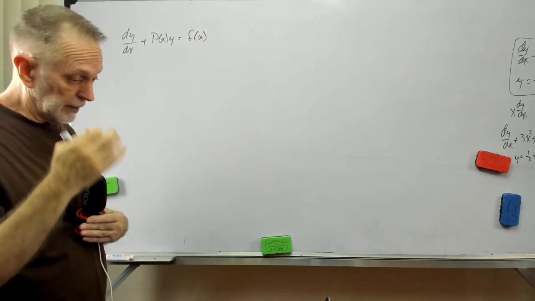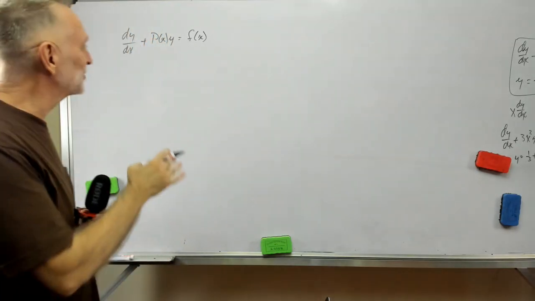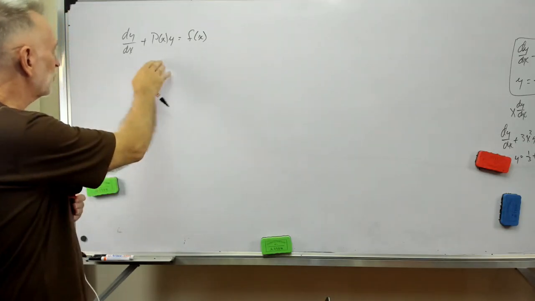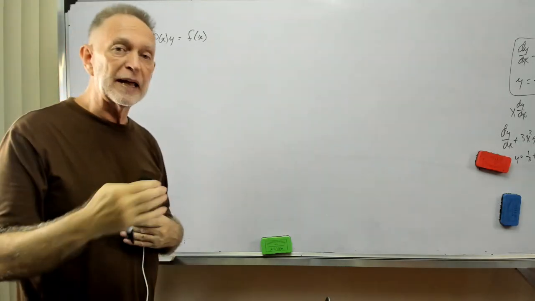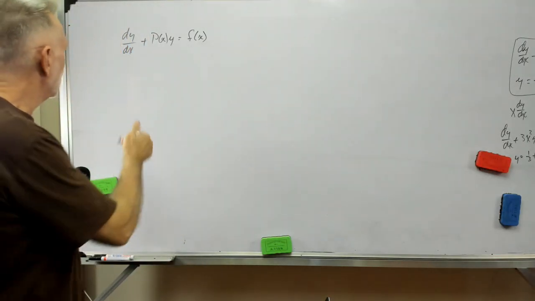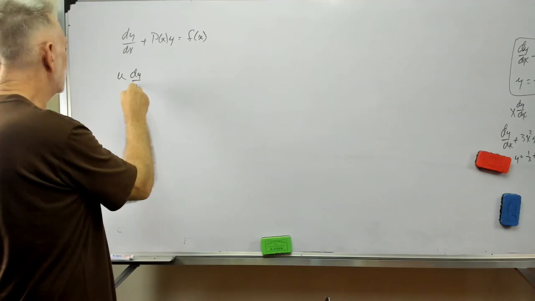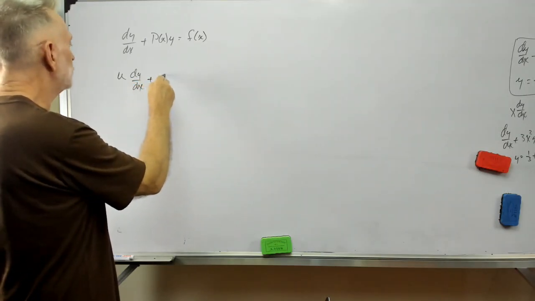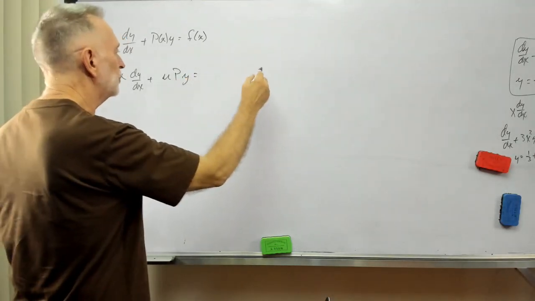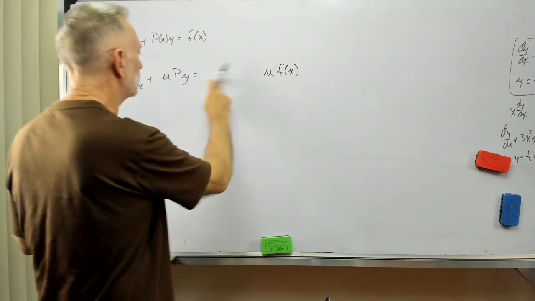Now I don't know the guy that came up with this, but his pencil was sharper than mine, that's for sure. He developed a way to multiply this by some function, some integrating factor. He called it u of x. So he said, I'm going to multiply this by u, so u dy/dx plus u p y equals u f of x, because I'm going to put something in between.